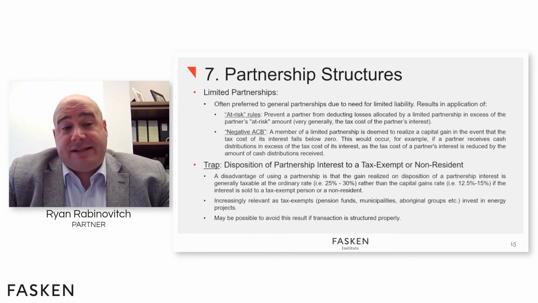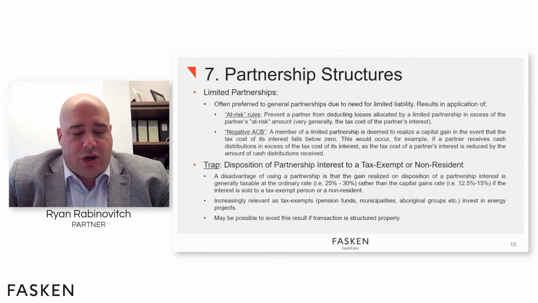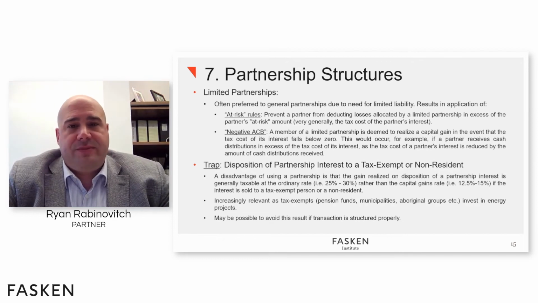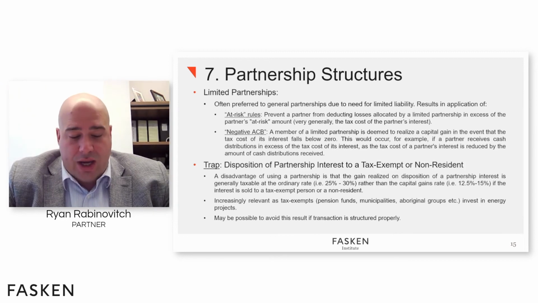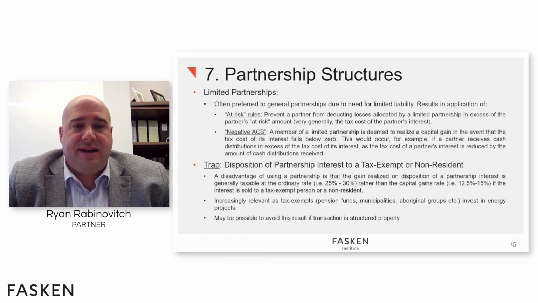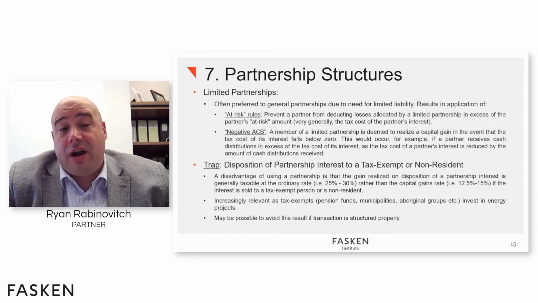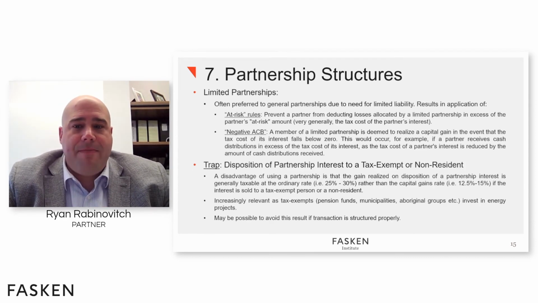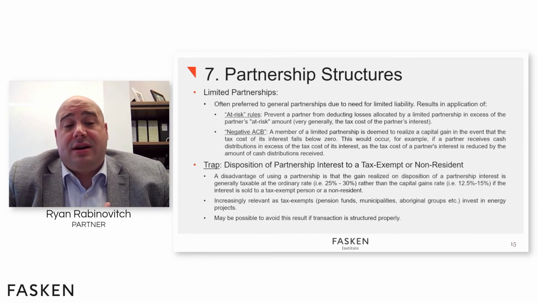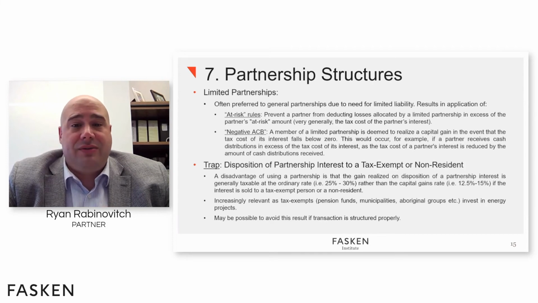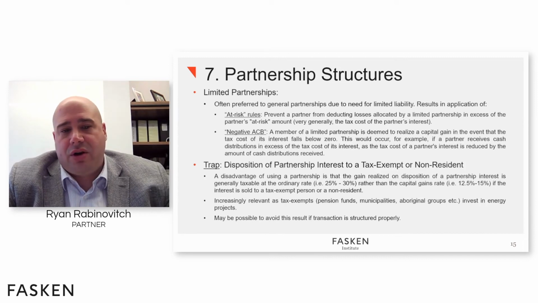Next slide. Some things to bear in mind, which are some annoyances associated with partnerships. There are complicated rules in the Income Tax Act for partnerships. They're a bit annoying. One is the at-risk rules, and that basically limits the amount of losses you can take out of a partnership, which is a big deal in an environment where creating losses with accelerated depreciation is the name of the game. Basically, you can only take losses out of a partnership up to what we call your at-risk amount, which is generally speaking the tax cost of your units of the partnership.